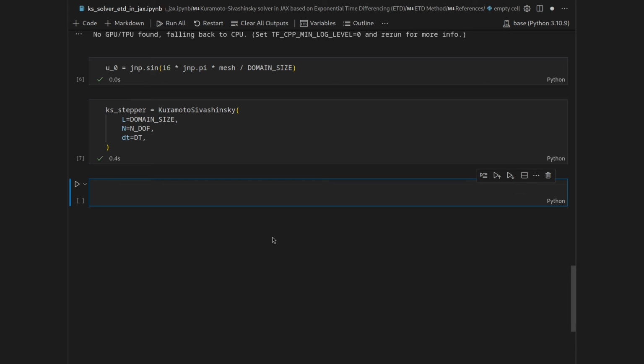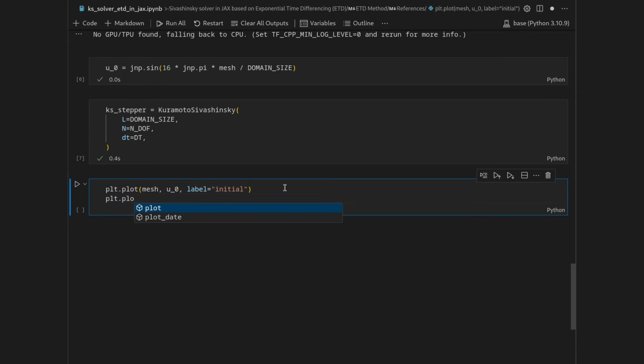So let's start by first plotting the initial condition. So plt.plot on mesh and u0 and attach the label initial, and then we also apply the KS stepper once. So plt.plot on the mesh and KS stepper, and then we can use it as a function applied to u0, and then let's give it the label one step.